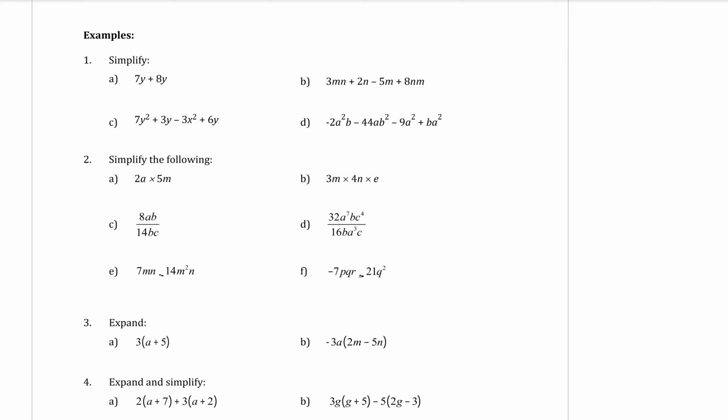So example 1, we want to simplify 7y + 8y. We are adding, they are like terms because they're both y's. So all I need to do is add the numbers in front. 7 plus 8 is 15y. Don't change the letters when you're adding.